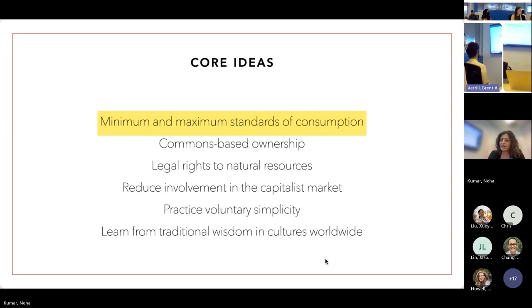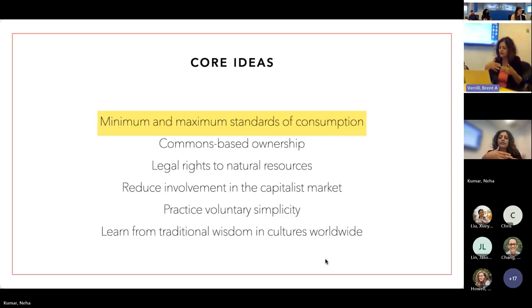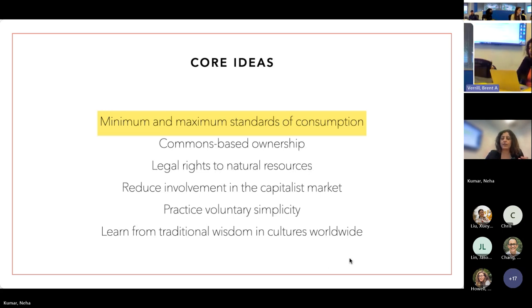So the first core idea that we present is to define minimum and maximum standards of consumption that could align human well-being within planetary limits. So minimum standards would allow everyone to live a good life, meeting basic needs, while maximum standards would limit overconsumption, especially by high consumption cultures and institutions. And these standards could be operationalized, for example, via a universal basic income and universal maximum wealth.